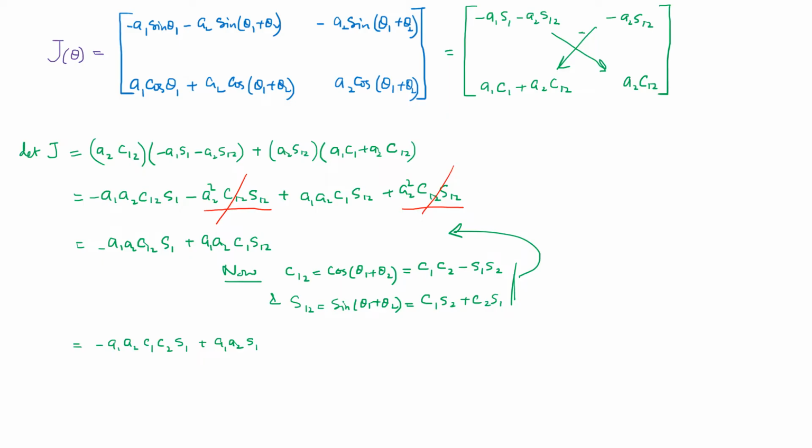Actually you have another sine of theta 1, so I'm going to write down sine of theta 1 squared, and then you have sine of theta 2. Now the second term, which I'm going to box over here, can be written like this: plus a1 a2, then cos of theta 1, and then I can add the expanded version of the sine of theta 1 plus theta 2 expression, which is going to be cos of theta 1 squared sine of theta 2, and then once again plus a1 a2, cos of theta 1, cos of theta 2, sine of theta 1.